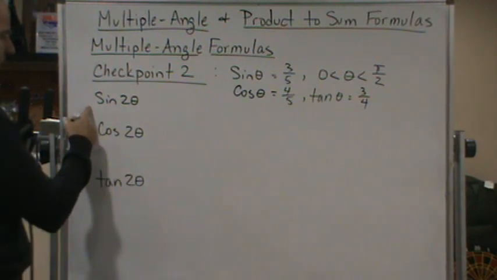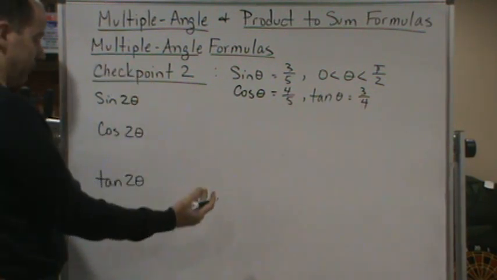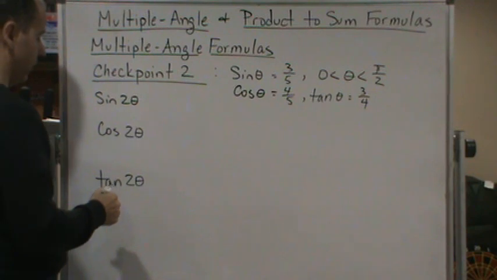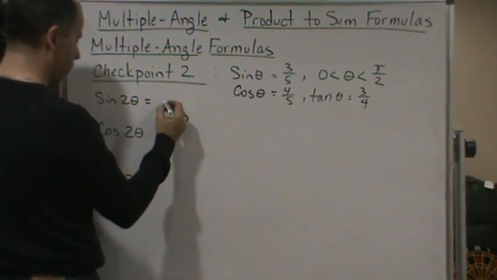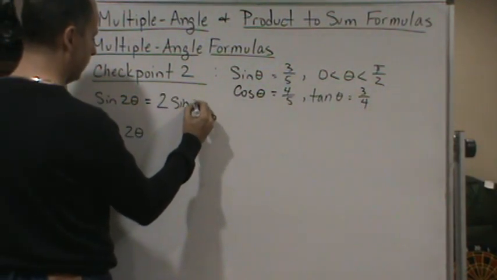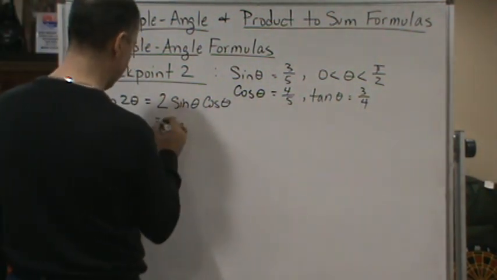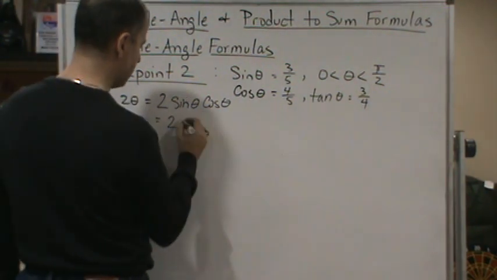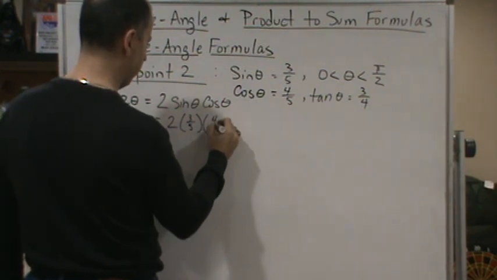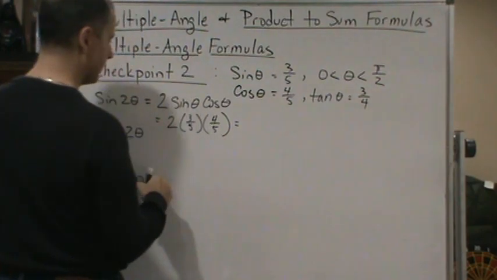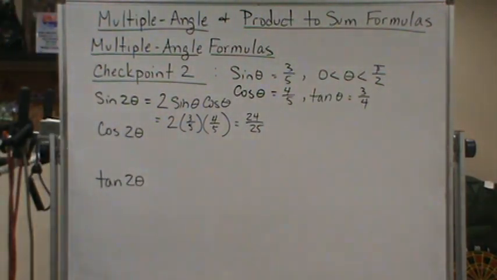So now let's do, again, if you don't remember the formulas, derive them using the double angle, using the sum formulas for sine, cosine, and tangent. Okay, so here, sine 2 theta is going to equal 2 times sine theta cosine theta, which then is going to equal 2 times sine theta is 3/5, and cosine is 4/5, which means that this is going to be 24 over 25. And we're done.